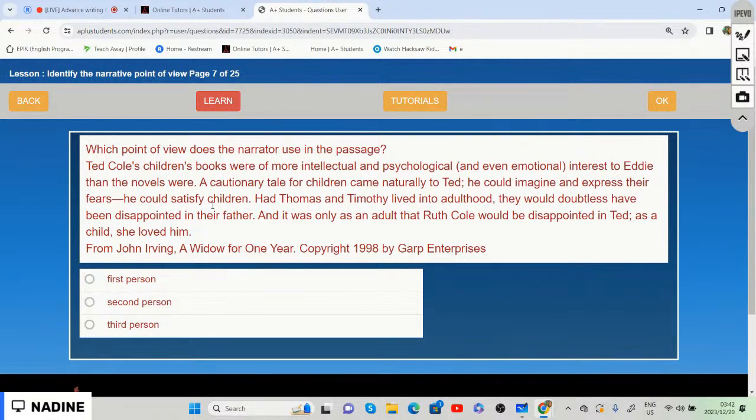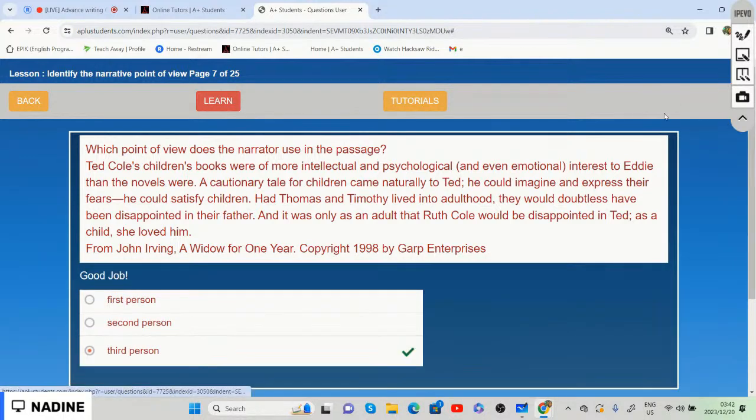And we can say this one is third person. Ted Cole, third person. And third person is correct.